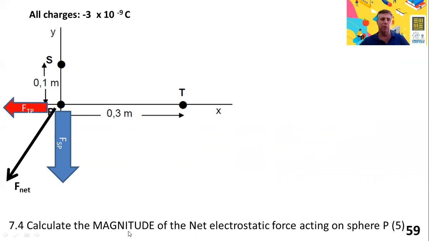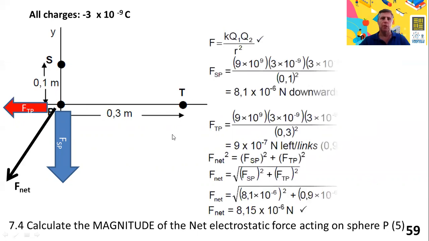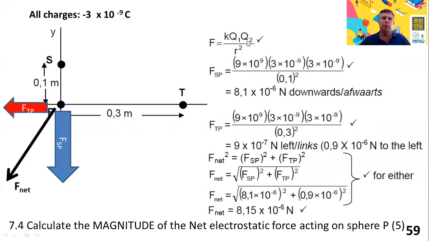Now, we don't need to give the direction, just the magnitude, and we can simply use Pythagoras to find the net force once we've calculated those two. So it's a bit of a tedious calculation, but it's not difficult. We'll simply use Coulomb's law. Make sure you write down the equation to calculate force. First of all, the blue force exerted by S on P.